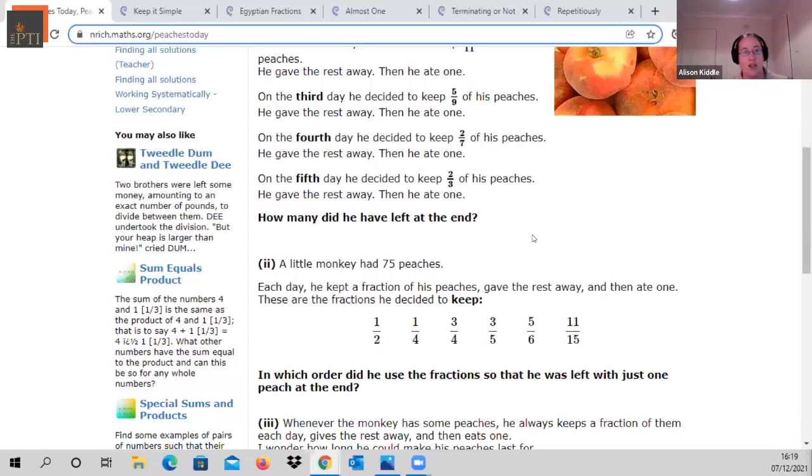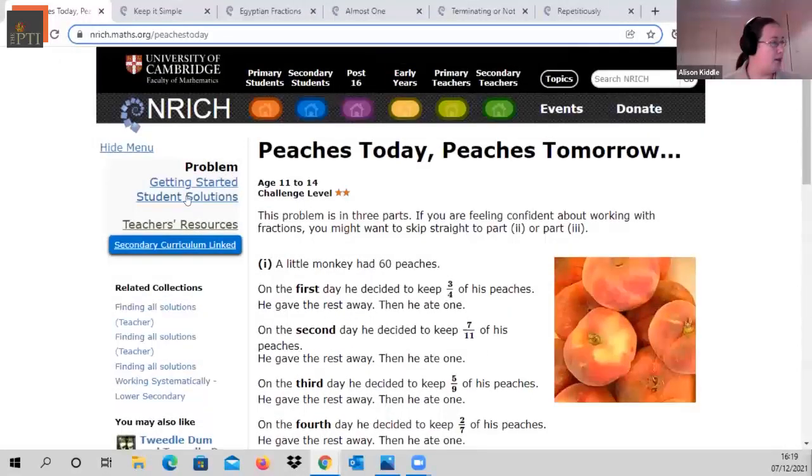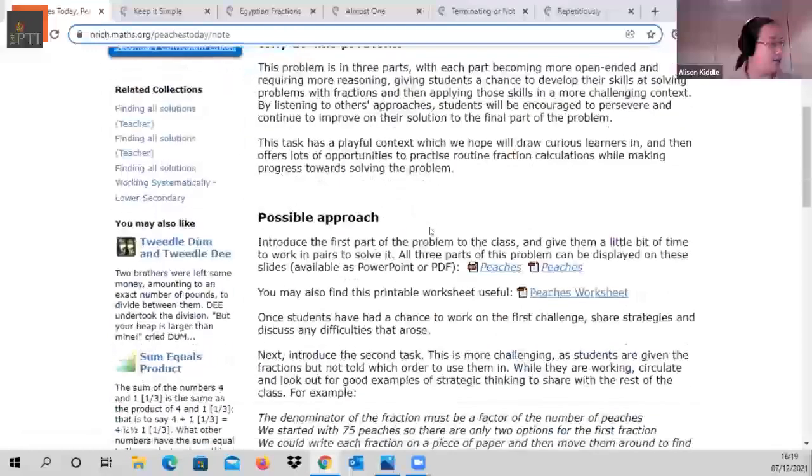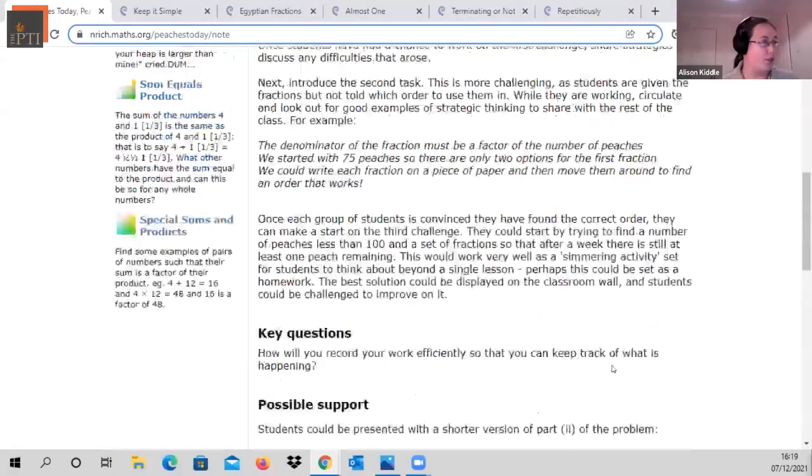So what we're imagining in the classroom is that people have got the idea of how to work out the fractions of amounts, and this is where they're really starting to practice it. And in the possible support for this activity, if I scroll up to the top, you can see that there is teachers' resources. In the teachers' resources, I can scroll down to possible support, and it offers you a shorter version of the problem.